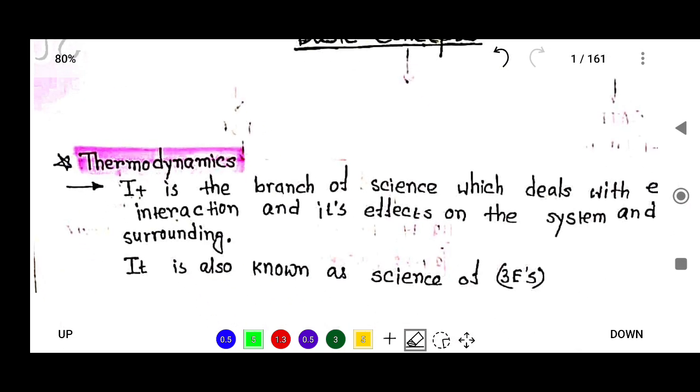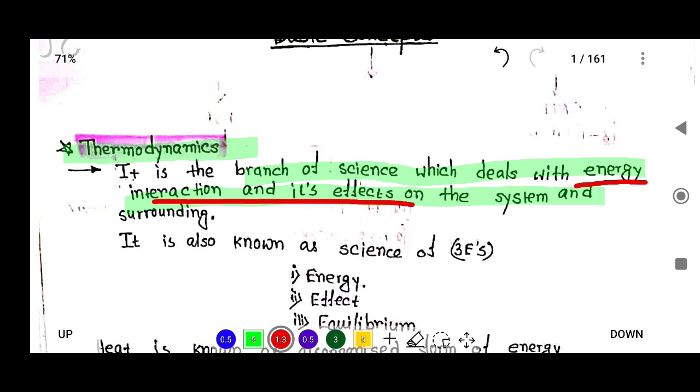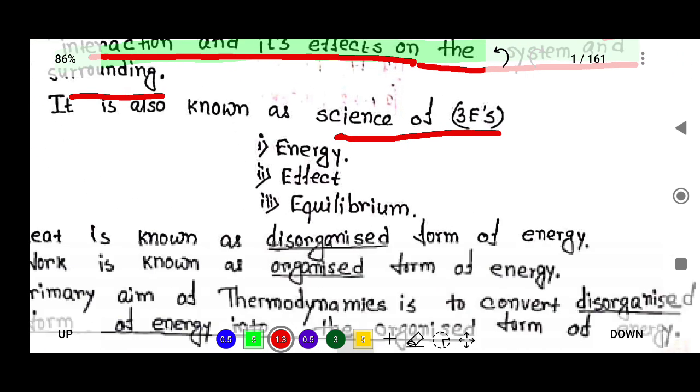Let's try to understand what is thermodynamics. Thermodynamics is the branch of science which deals with energy interaction and its effect on the system and surrounding. It is also known as the science of 3E. 3E means energy, effect and equilibrium.